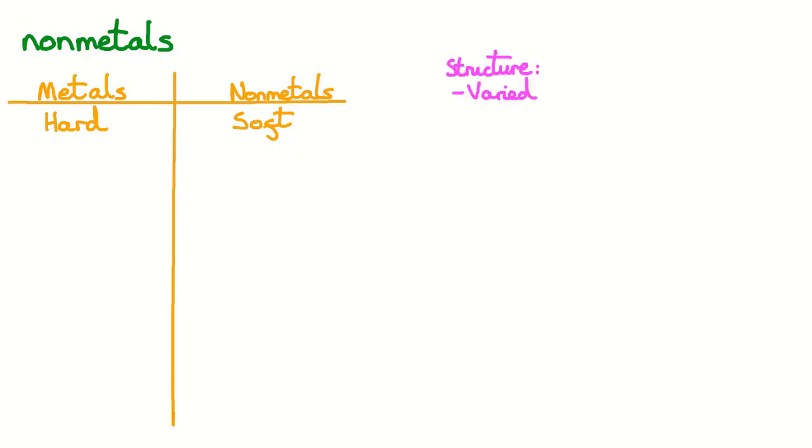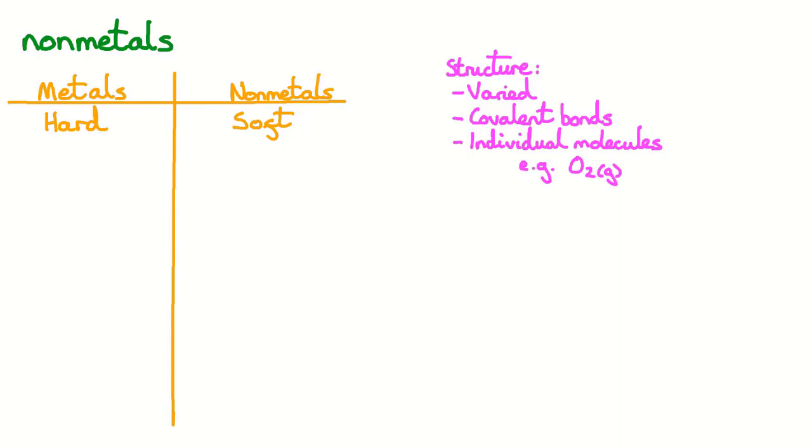However, this is slightly more complicated for nonmetals. Among the elements in the non-metal category, we have a huge range of different structures. Non-metal structures tend to involve covalent bonds, in comparison to metals which have metallic bonds. Some nonmetals are also made up of individual molecules. Think about oxygen as a gas, for example. Moreover, in nonmetals, the electrons are generally localized, unlike in metals where they are delocalized.